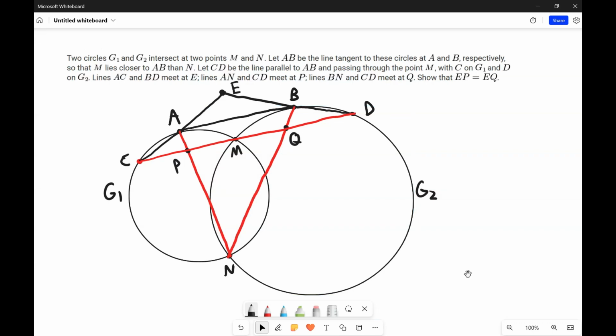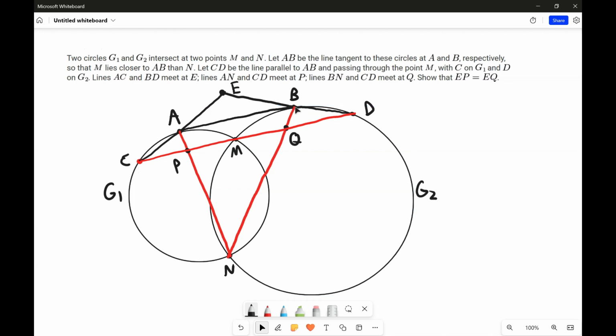Two circles G1 and G2 intersect at 2 points M and N. Let AB be the line tangent to these circles at A and B respectively, so that M lies closer to AB than N. Let CD be the line parallel to AB and passing through the point M, with C on G1 and D on G2.